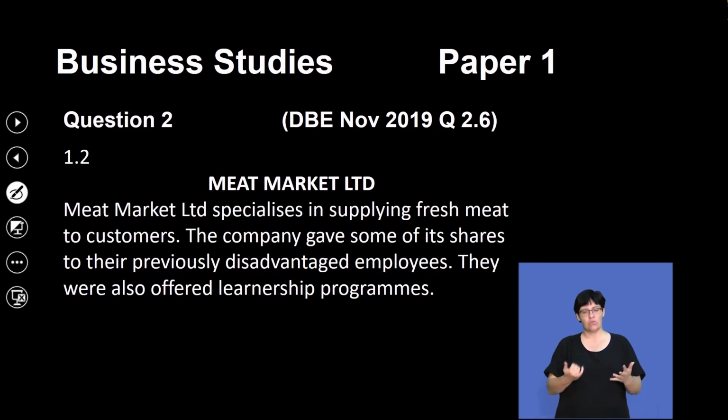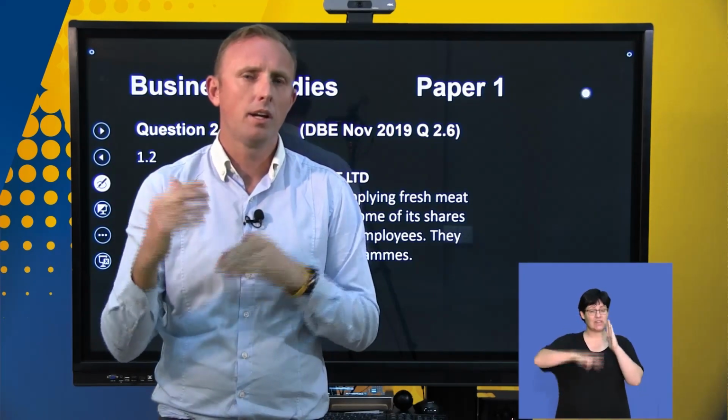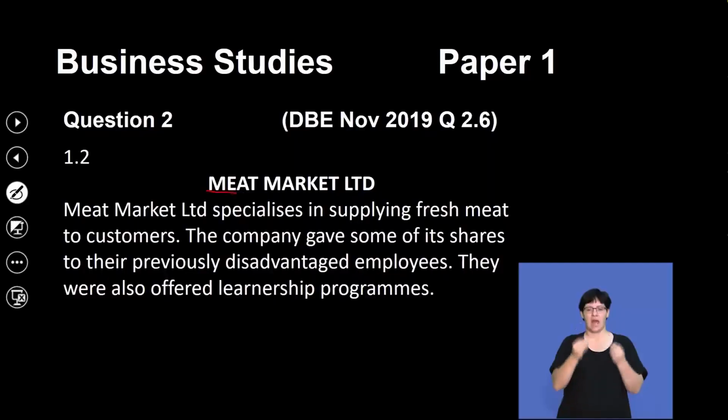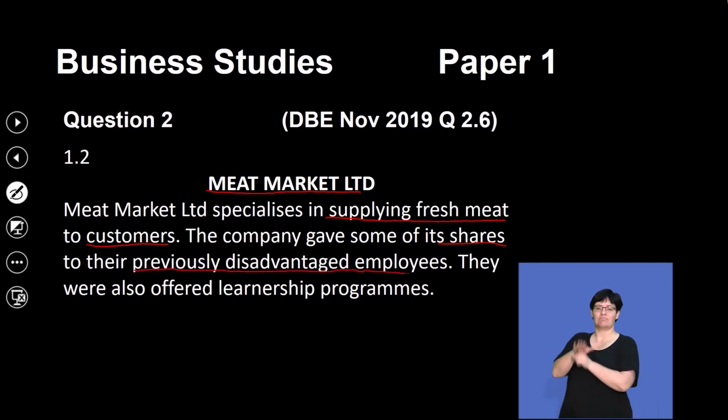So we're going to be going on to a contextual-based question now. I'm going to be reading it out to you and just see what you can pick up. It's got to do with Meat Market Limited. Meat Market Limited specializes in supplying fresh meat to customers. The company gave some of its shares to their previously disadvantaged employees.